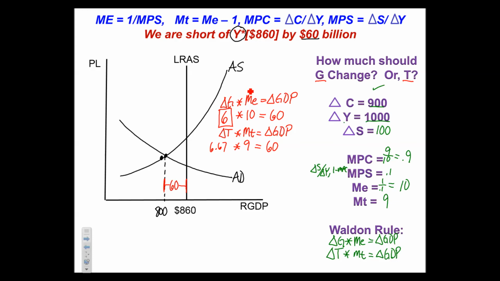I don't want any incorrect answers here. So 60 divided by 9. Yeah, 6.67. So to solve this problem, if we increase government spending by 6, or if we reduce taxes by 6.67, the AD curve will shift and bring us to a full employment level of GDP. So we have solved the crisis.